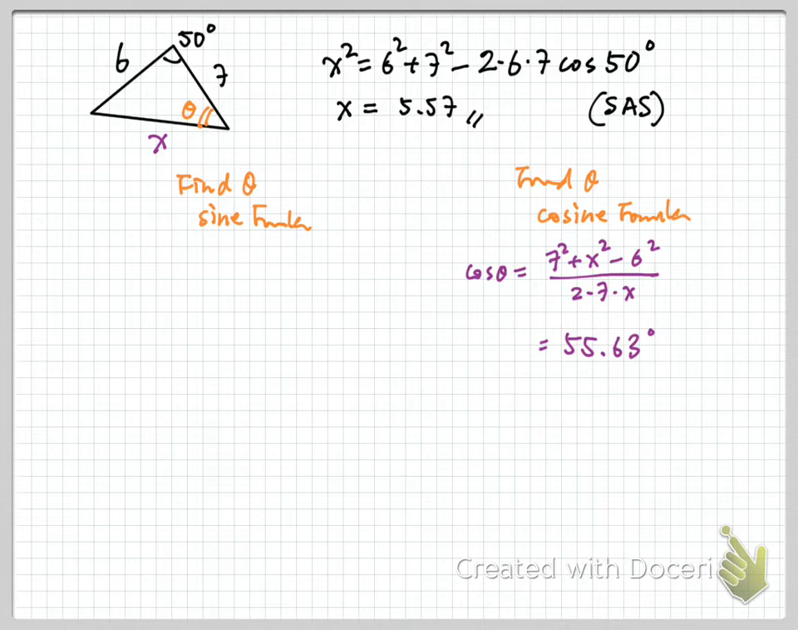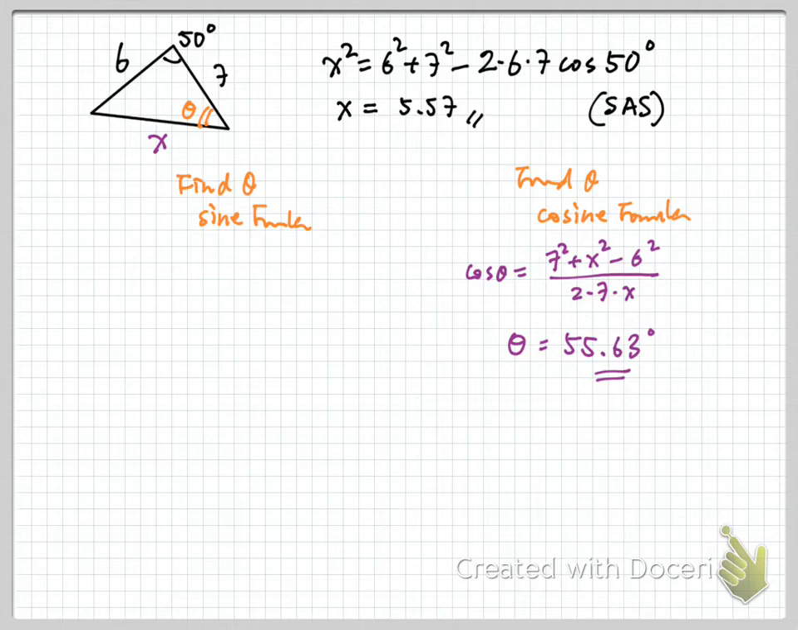Once again, do not miss the theta here. If you just write it like this, that literally means cosine theta is 55.63, which is wrong. It should be theta equals 55.63. If you lose an answer mark in this case, that would be very unfortunate. So that's from the cosine formula.